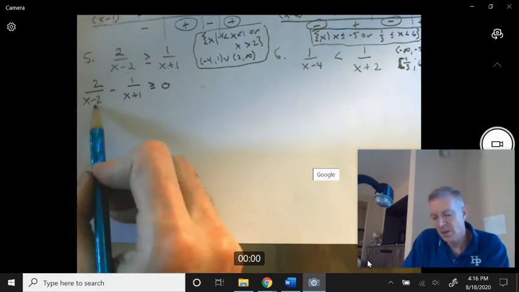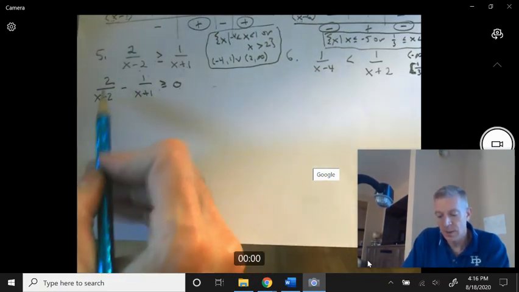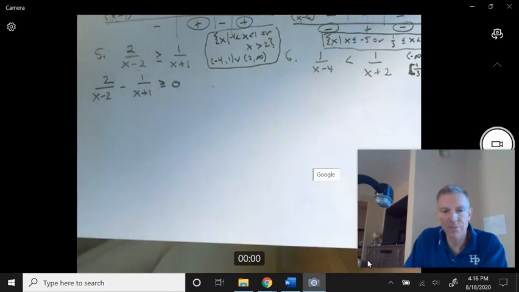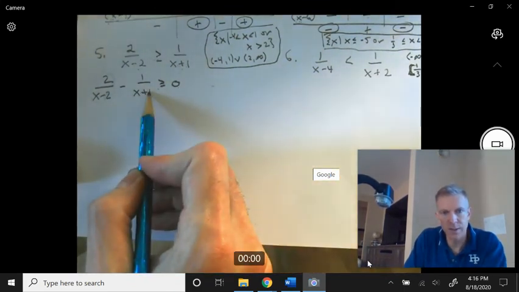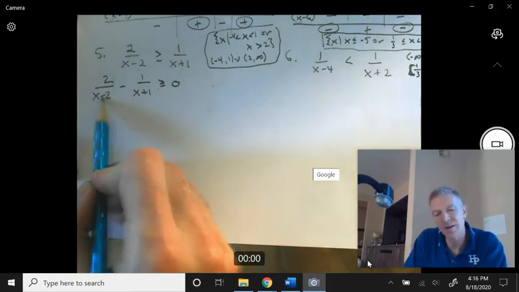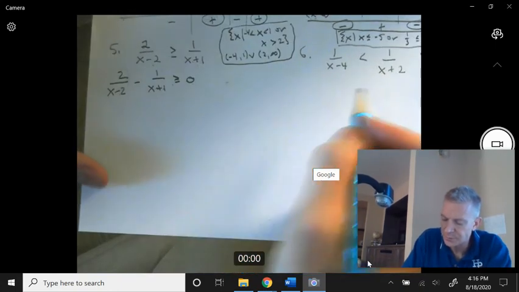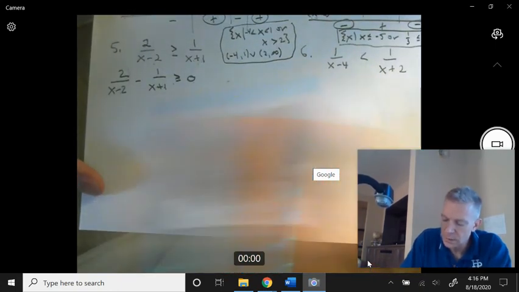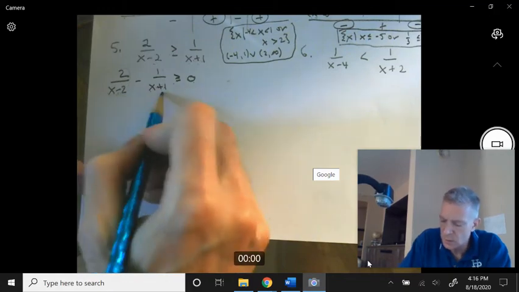The problem is we're subtracting two quantities. We're not multiplying and dividing. If these are both positive, we don't know if the difference of two positives is positive or negative, so that doesn't help us. We somehow have to combine these, which means we have to get common denominators. So a common denominator is going to be x minus 2 times x plus 1.